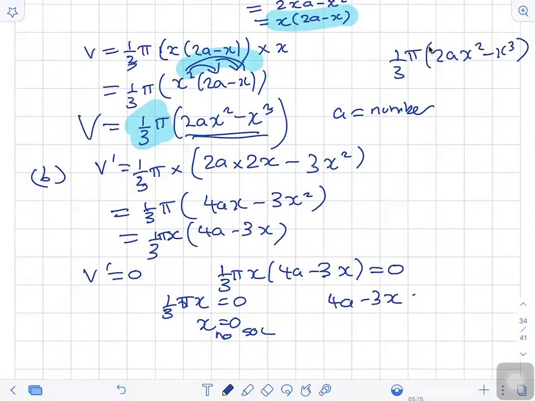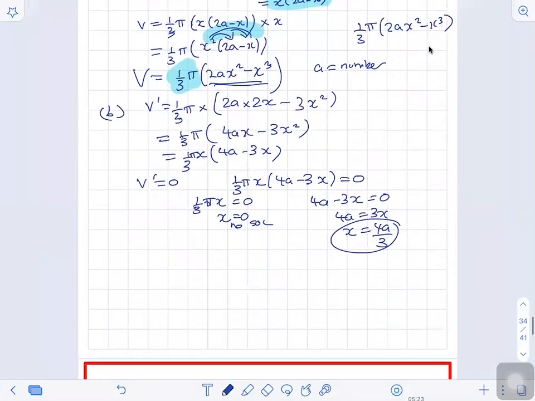4a minus 3x is 0. 4a is 3x, so x is 4a over 3. Okay, so we have to check it is a maximum.